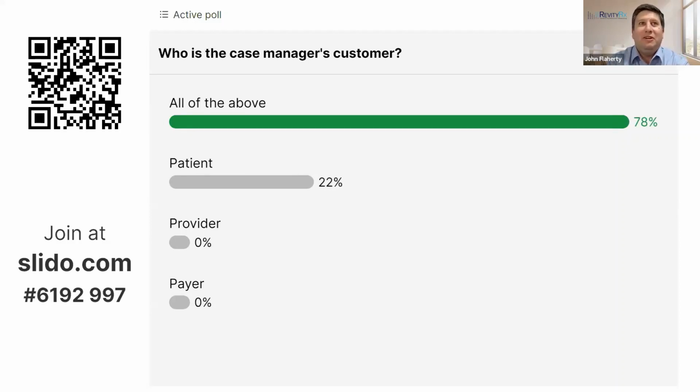And I'm seeing overwhelmingly a great number of people saying all of the above, which is 82%. That's exactly the response that we were expecting to see. Now I see 18% say the patient, and your role may be directly patient facing or more in tune to what the patient might need. And ultimately the patient is our customer.